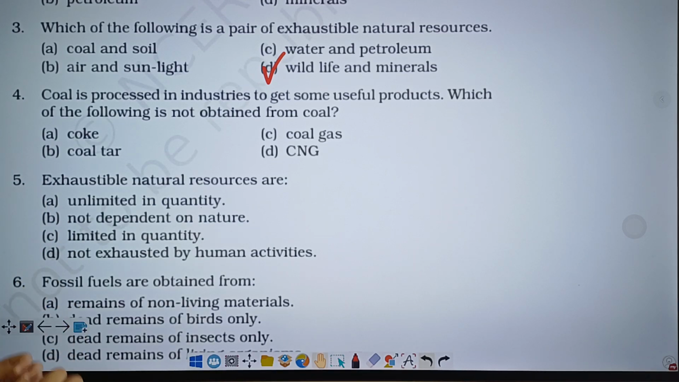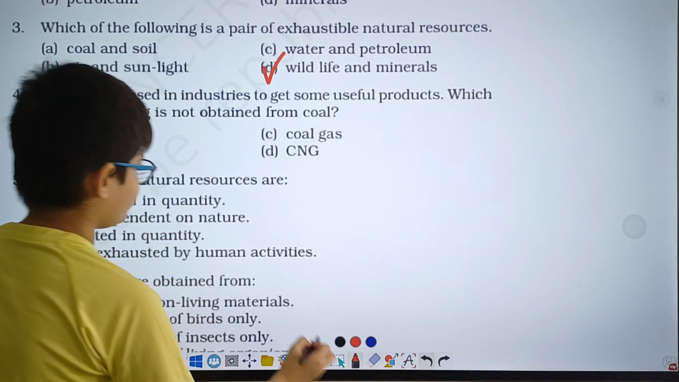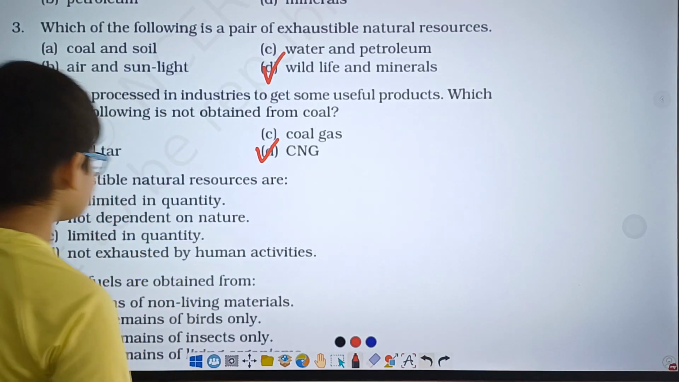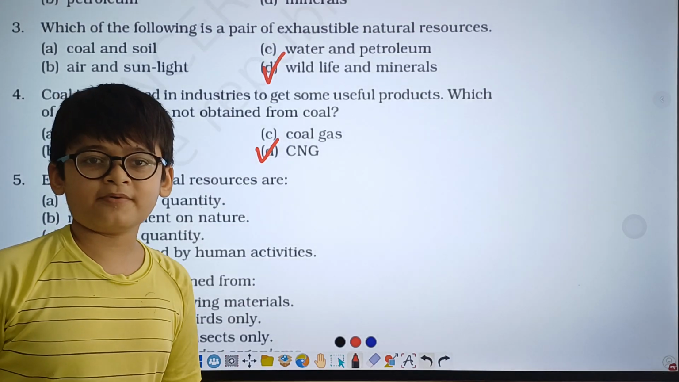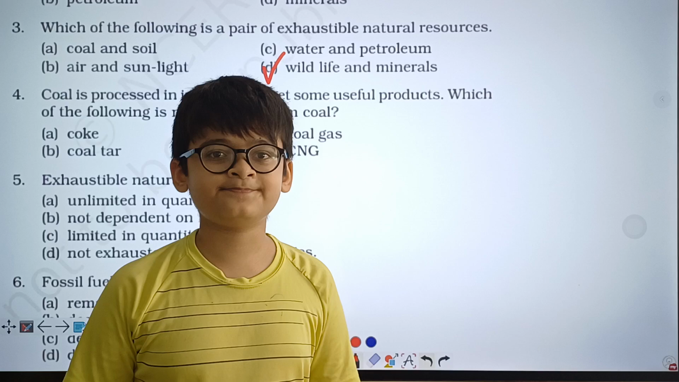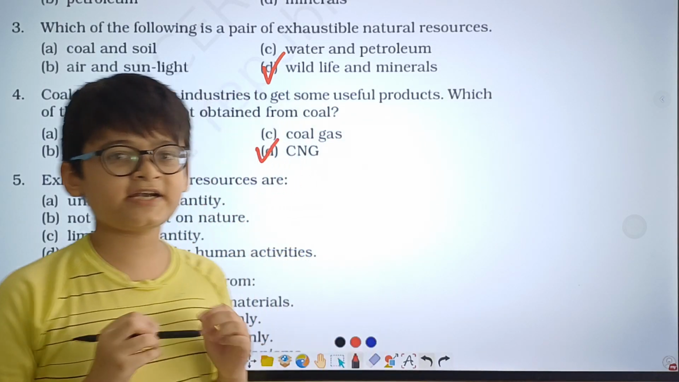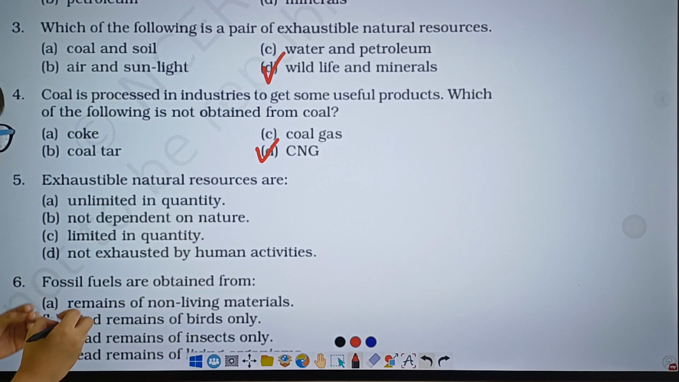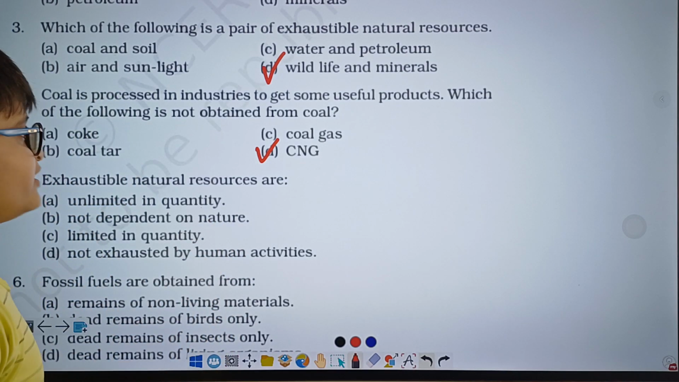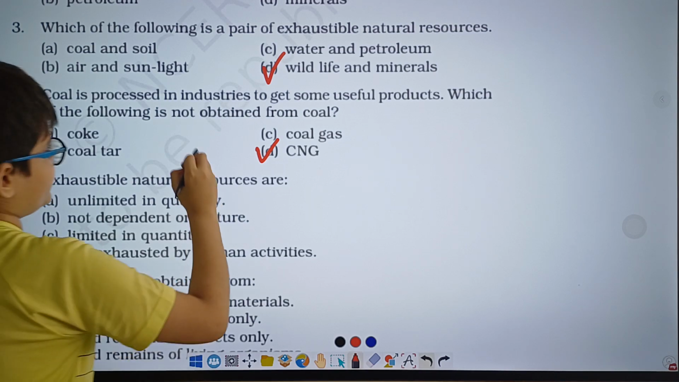Coal is processed in industries to get some useful products. Which of the following is not obtained from coal? And the correct answer will be CNG. Coke, coal gas and coal tar are all made from coal. However, CNG is not made from coal. It is instead made from natural gas. Natural gas is essentially a constituent of petroleum, which is a different oil. Hence the correct answer will be option B, CNG.